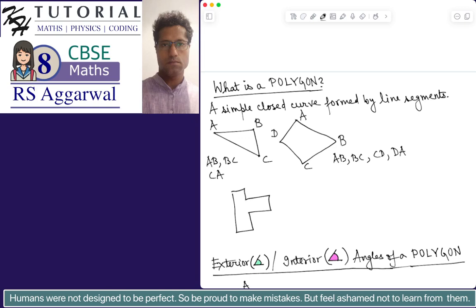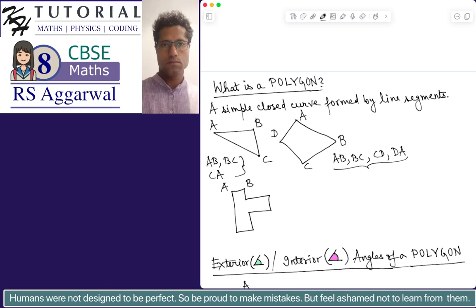This is also a polygon. So in the triangle, each line segment that forms a polygon is called a side. In the first diagram, the triangle ABC, the line segments AB, BC, and CA are called the sides of the polygon. That is, the line segments that are forming the polygon are known as the sides of the polygon.